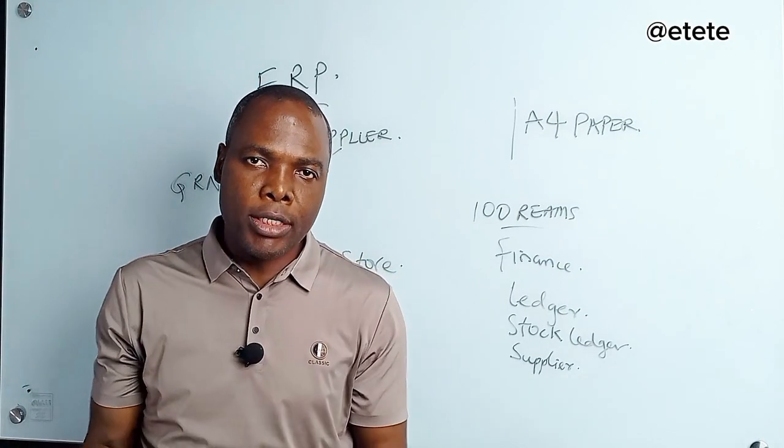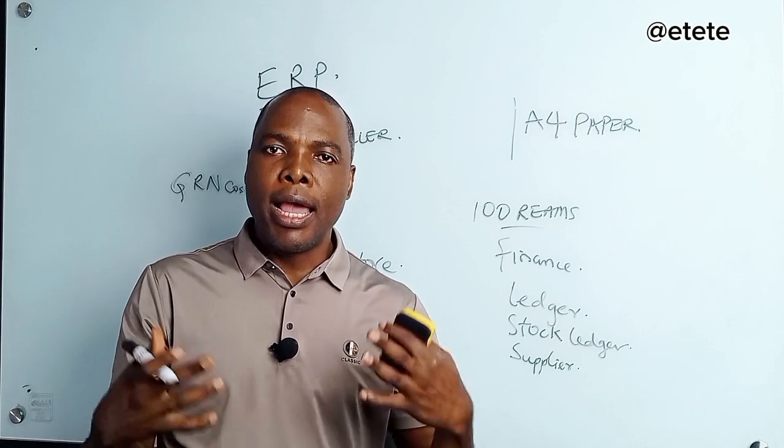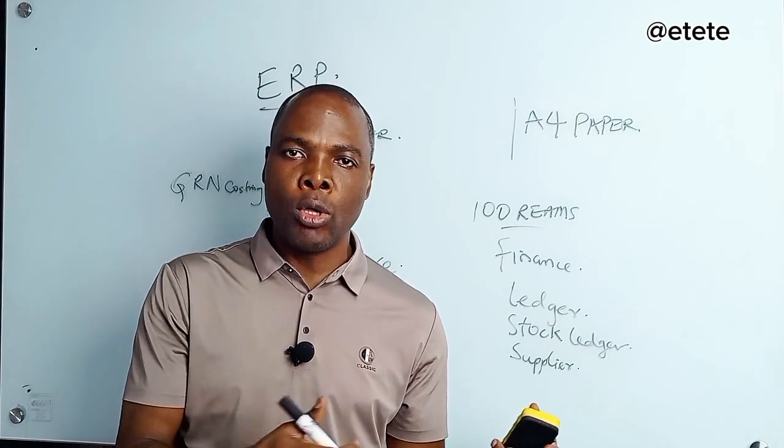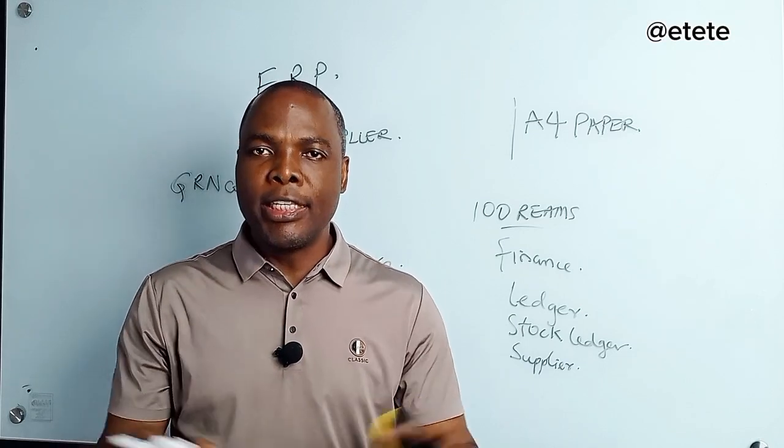So you raise the PO, you give it to the supplier. The supplier supplies the A4 paper, right? And then the storeman will receive it and keep it in the store. Finance will receive the invoice because they have to pay the supplier. That is the process flow.